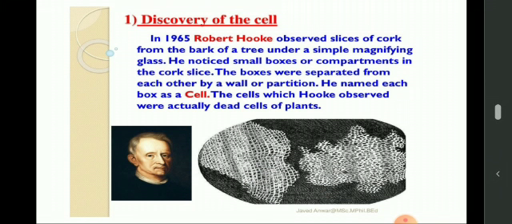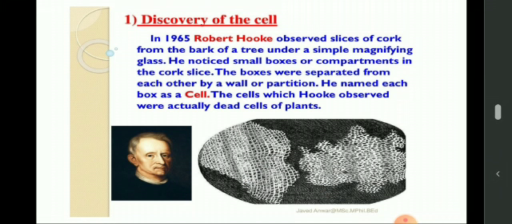Now, let us see who discovered the cell. It was discovered by Robert Hooke in 1665. He used cork cells under a simple magnifying device. Now, what is cork? Cork is a part of the bark of a tree. He took thin slices of cork and observed them under a simple magnifying glass.